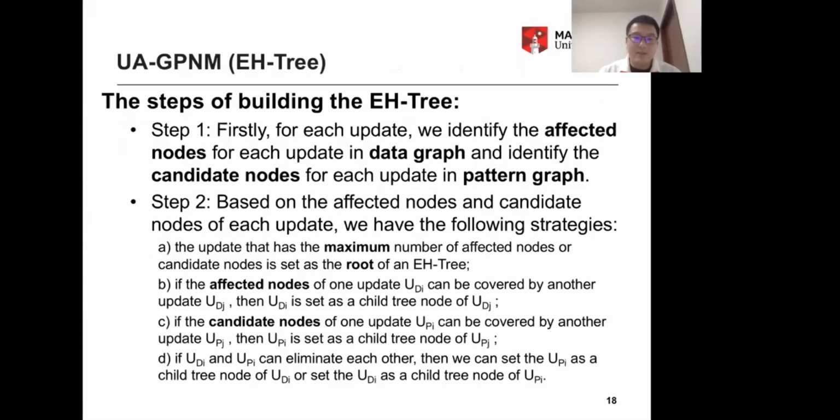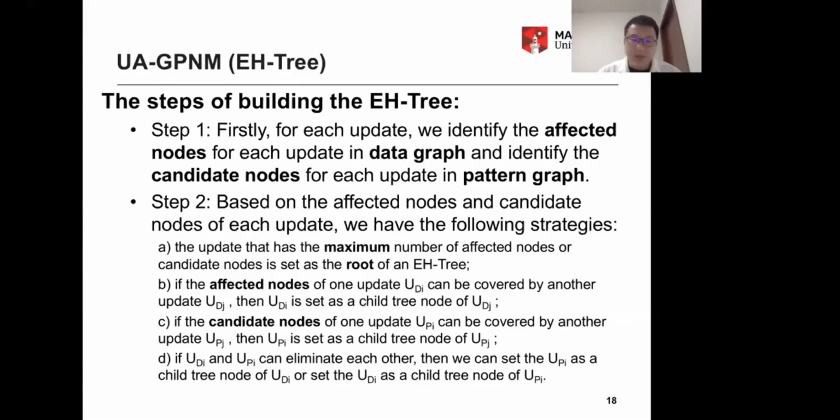The detailed steps are that, firstly, for each update, we identify the affected nodes for each update in data graph and identify the candidate nodes for each update in pattern graph. Based on the affected nodes and the candidate nodes of each update, we have the following strategies. The update that has the maximum number of affected nodes or candidate nodes is set as the root of the EH tree. And if the affected nodes of one update UDI can be covered by another update UDJ, then UDI is set as the child tree node of UDJ.